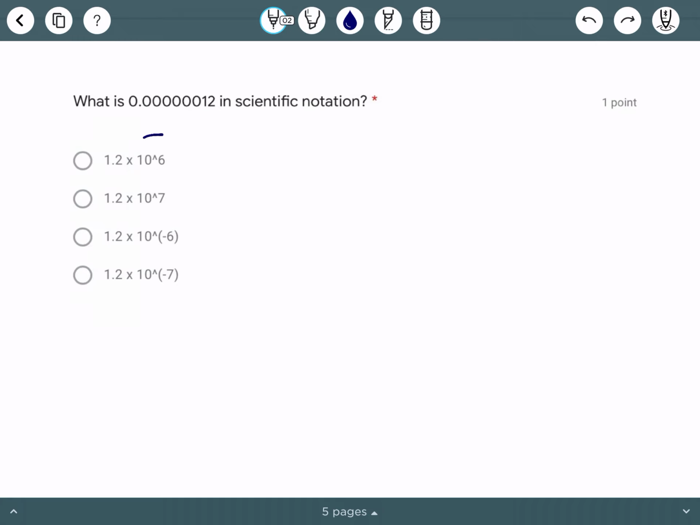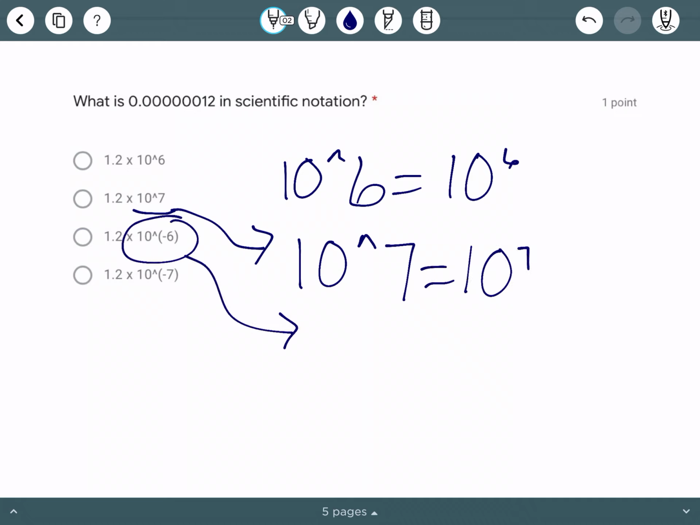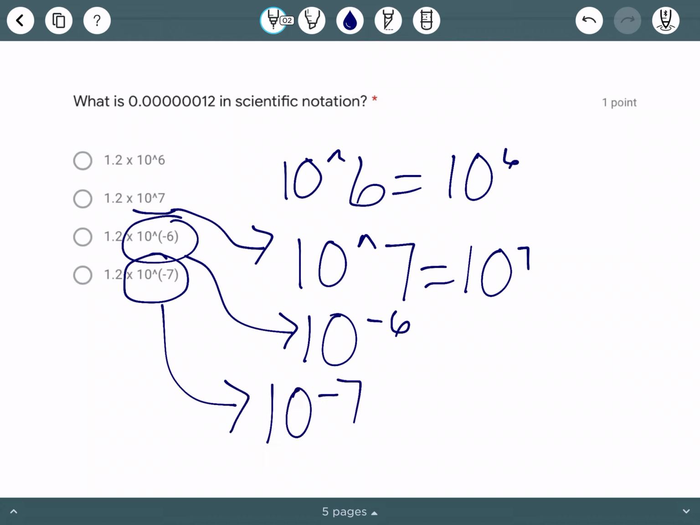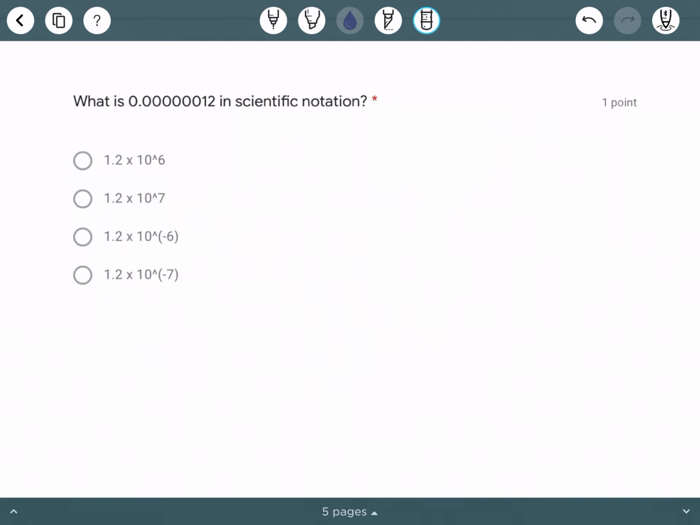Now, you'll see in our powers of 10 here, like our first one, you see 10, and then that little caret symbol, 6. This just means 10 to the 6th power. The second one here, you'll see it is 10 caret 7. That means 10 to the 7th power. This one means 10 to the negative 6th power, and this one means 10 to the negative 7th power. So that's just what that caret means. It means that it is raising that 10 to that power.